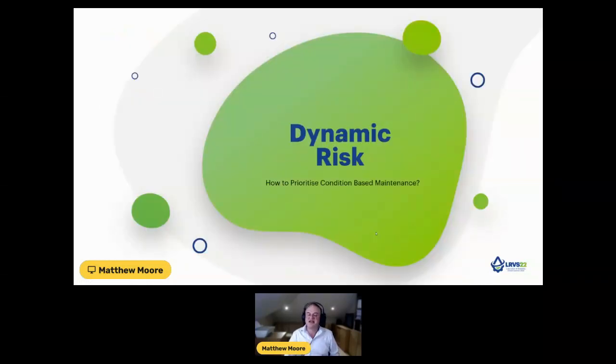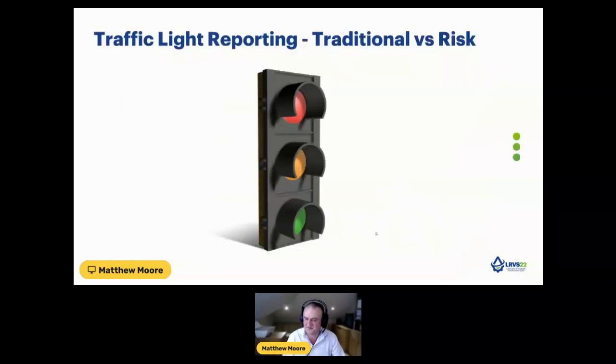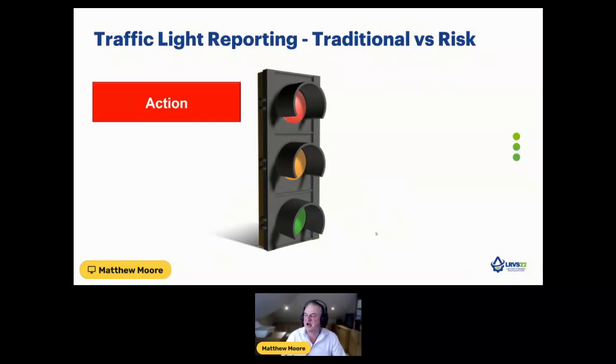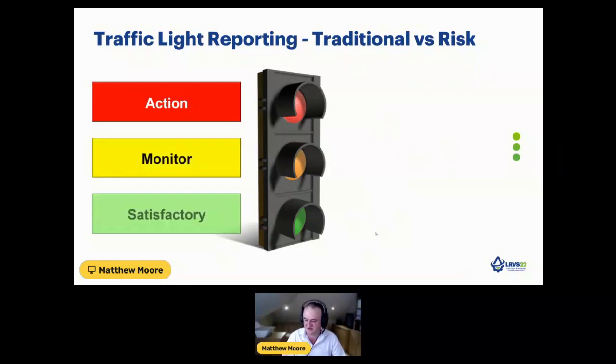Okay, so now that we've determined what we're going to monitor, how do we apply risk dynamically to prioritize our maintenance recommendations? Well, people traditionally used a traffic light system, and that traffic light system would say red for action, amber for monitor, i.e. we've got an observation but we don't have a recommendation, and green would be satisfactory. However, this doesn't allow us to prioritize any maintenance actions. Everything that's red has got the same priority.